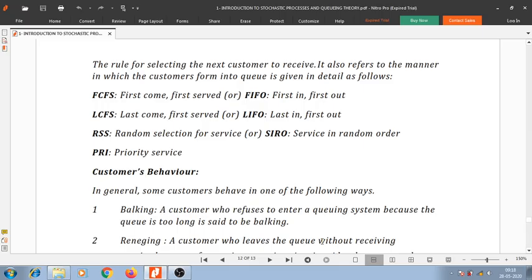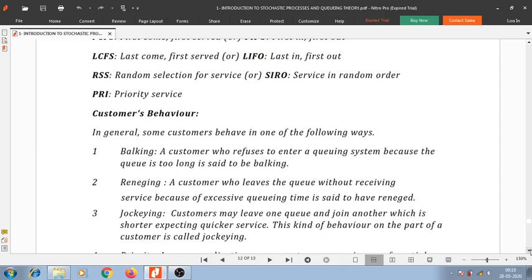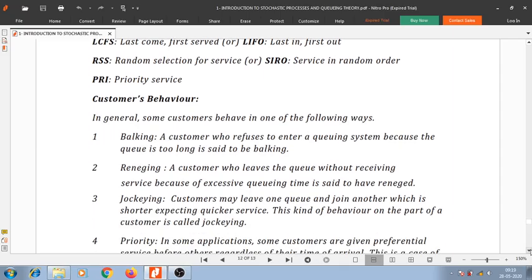Now the last one, priority service. Priority service represents, suppose I want to get a ticket for the movie, I go to the theater. There is a big line, but I am very happy. One of my friends is working in the theater. I call my friend and get the ticket, that means priority. So the queue discipline may be any one of these four: first in first out, last in first out, service in random order, and priority.